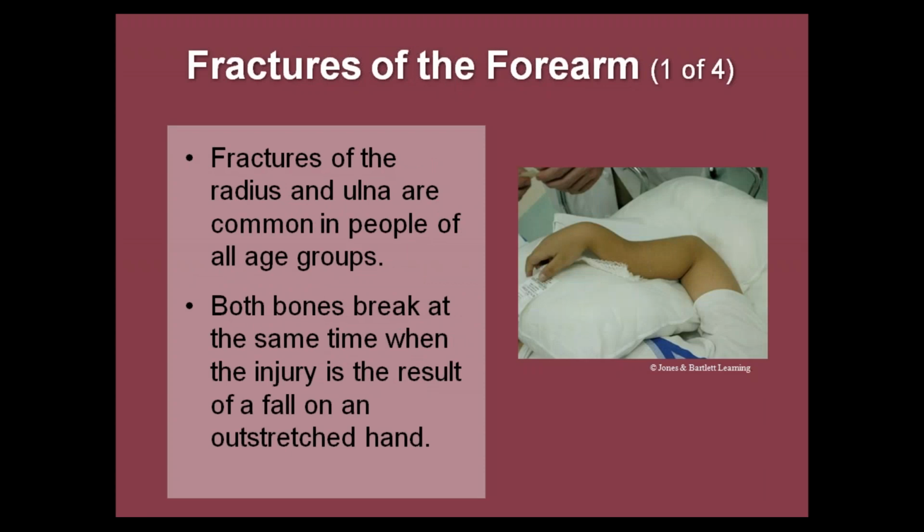Fractures of the forearm are fractures of the radius and or the ulna, and are common in people of all ages. You're going to find this in patients from different types of crashes and falls, usually because of the outstretched hands again. So if they fall, maybe they did break the radius and ulna, and they could have dislocated something as well. Both bones break at the same time when the injury is the result of a fall.